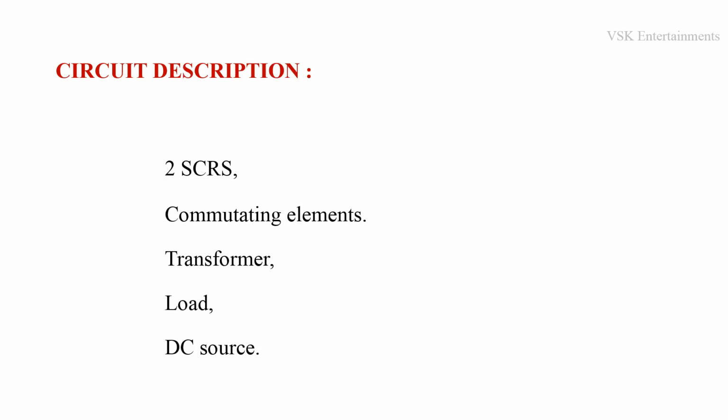Coming to the circuit description of the parallel inverter, the circuit consists of two SCRs, the same as the series inverter, and commutating elements. The commutating elements are an inductor and a capacitor. In the series inverter, these two are connected in series to the load. But here the commutating elements L and C are connected in parallel to the load, the transformer and load. This entire thing is supplied by the constant DC voltage source VDC. This is about the circuit description.